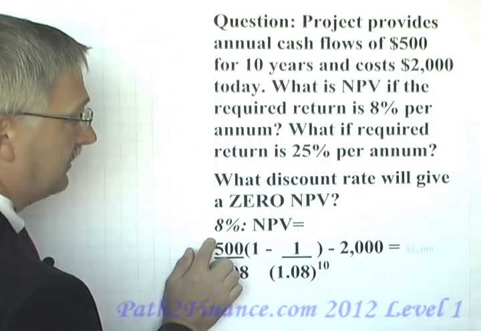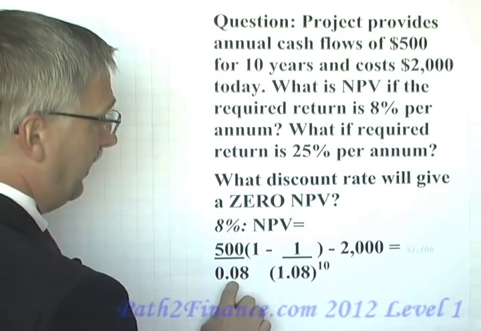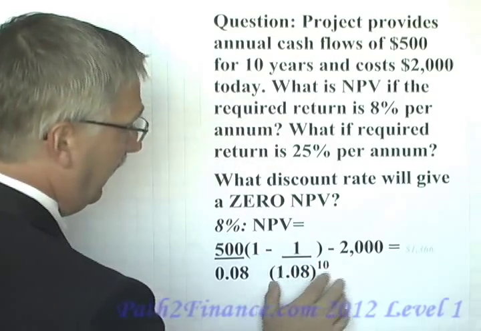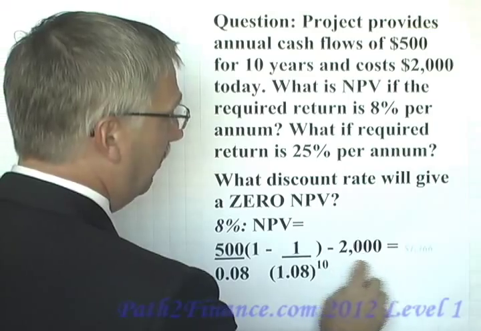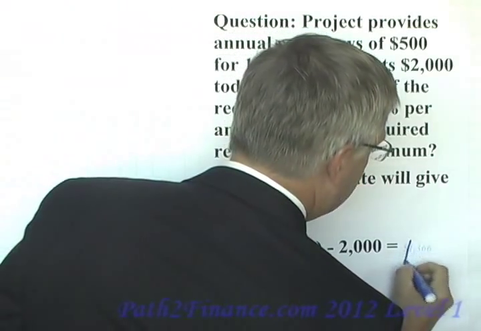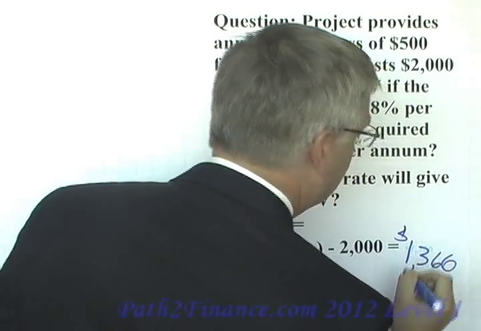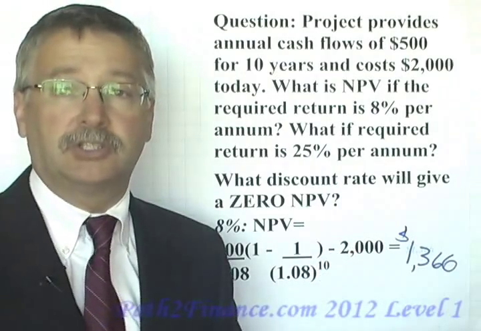At 8%, our net present value, again, our $500 discounted by our 8%. Then our calculation here that we've looked at before, again, taking it to the 10th power, minus our $2,000 initial, gives us a positive net present value of $1,366. So at an 8% required return, this project should be done.